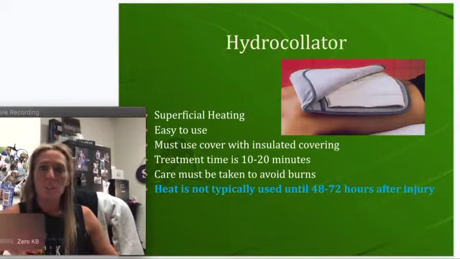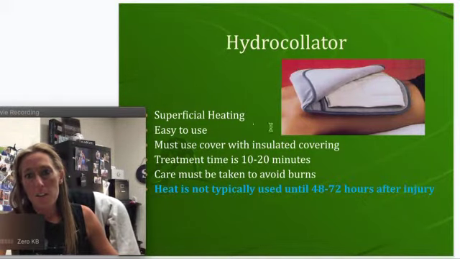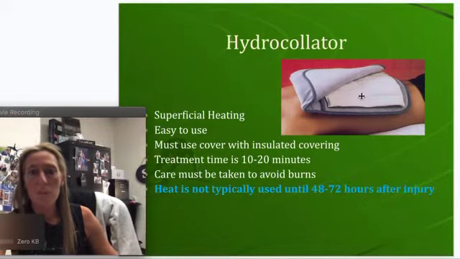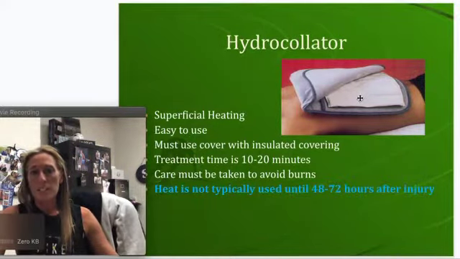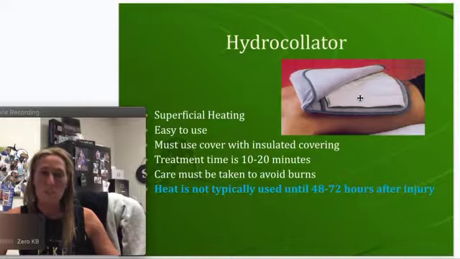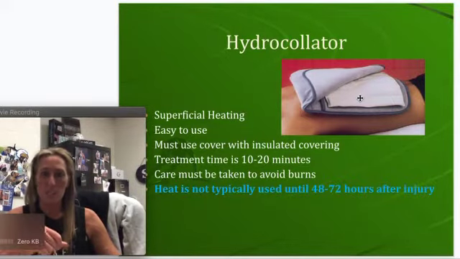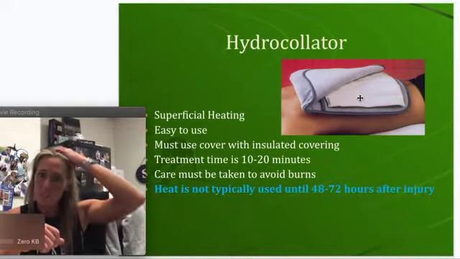Oh, here's the hydroculator. You can see you have to have the hydroculator pad. Here's the hot part that goes in from the canister. This is superficial heating. It's easy to use. The athlete does stay in the training room for this. You have the tongs because it is such hot water that it is in.